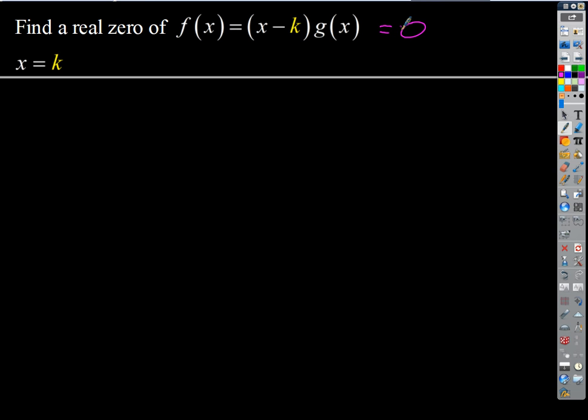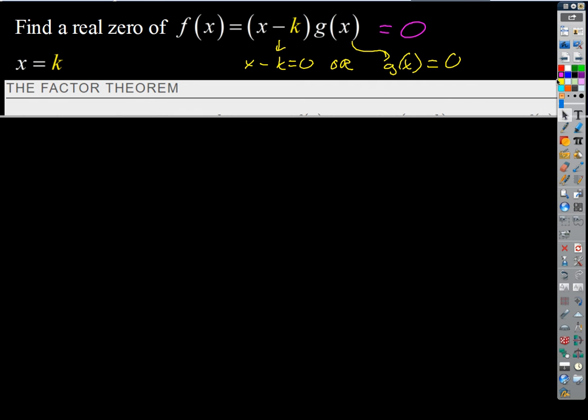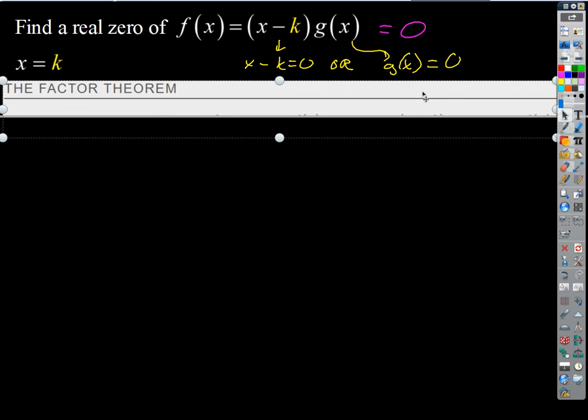But by the zero product property, this product equals 0 when either x minus k equals 0 or g of x equals 0, right? Now, where does g of x equal 0? Oops. Who knows? We don't know where g of x equals 0. We don't know what g of x is, but we know that this factor is 0 when x equals k, right? So what's the moral of that story?